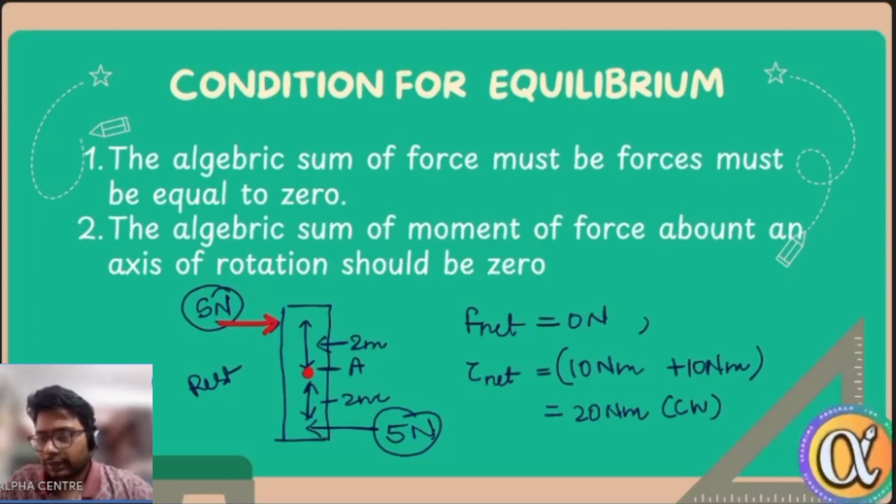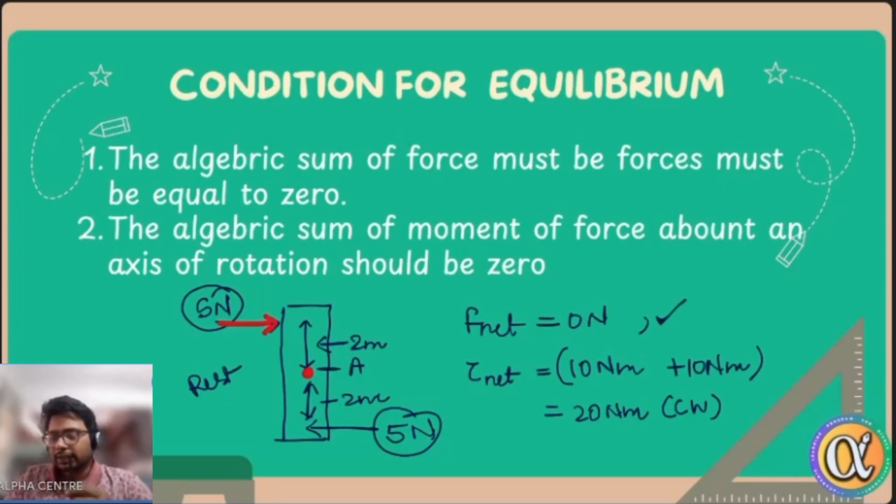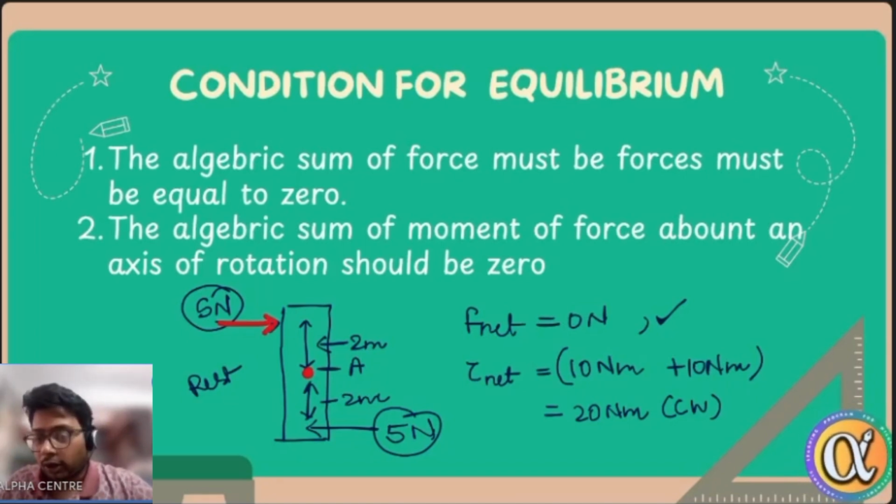Okay. That is why the body was not translating, meaning this pen was not going forward. But there is a net torque, and that's why it's rotating. Did you understand my point? Let me just repeat what I am trying to say.